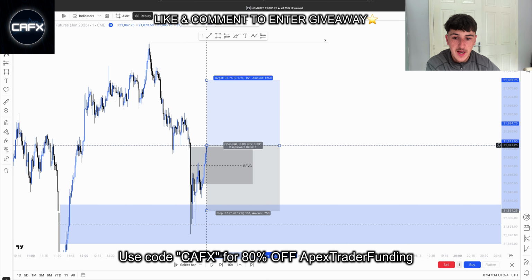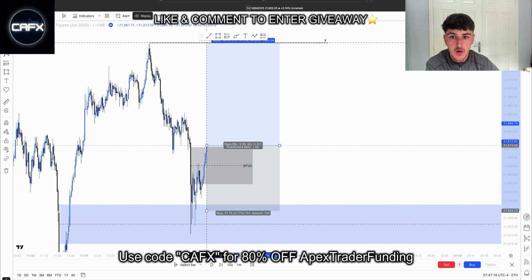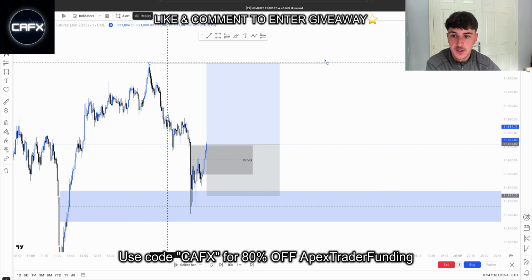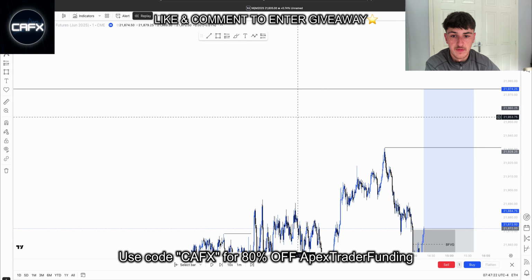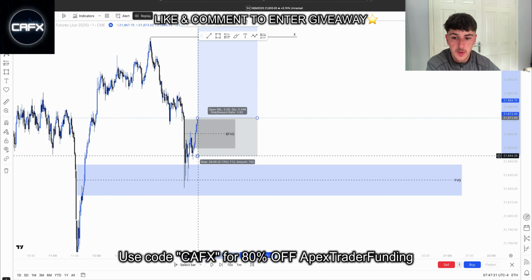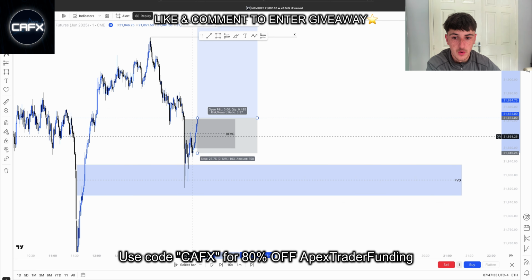So this is now where I enter a long position, and you simply target your chosen liquidity level. So this is going to be this external high, and you can also leave runners to this high over here, which we marked out previously. Your stop loss will be if a candle closes back below this fair value gap.